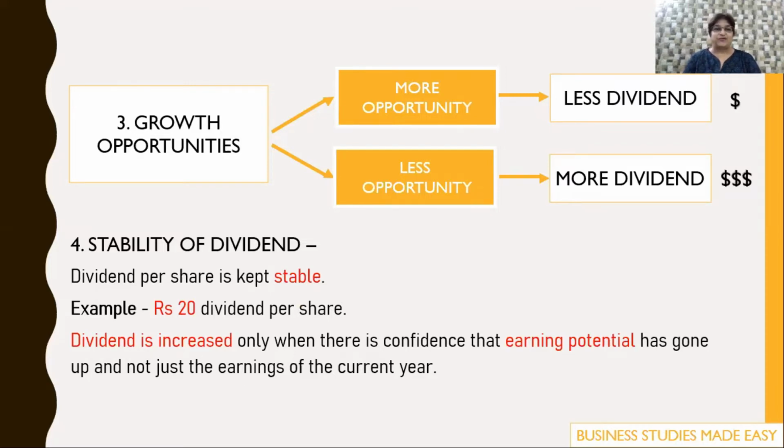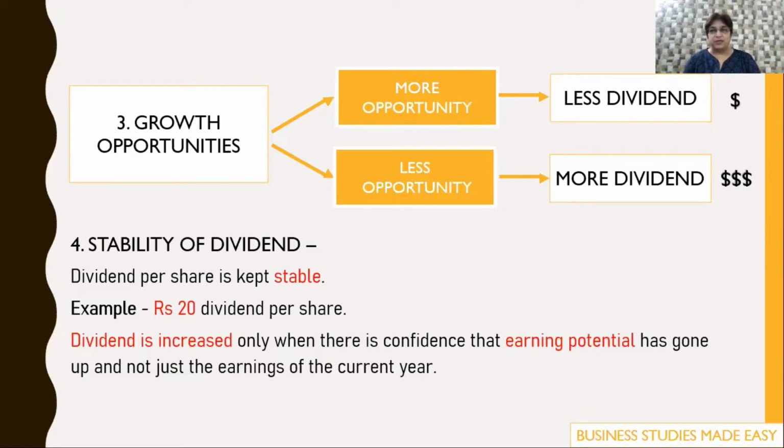The fourth point is the stability of dividend. So every finance manager wants to give stable dividend. So per share dividend, either percentage or rupees, he keeps fixed. For example, rupees 20 per share dividend he declares. So he will keep on declaring 20 rupees per share year after year. He will increase it only if he feels that the earning capacity of the company has actually increased. If the earnings have increased only for 1 or 2 years, he will never increase the per share rate of dividend. So if he feels that the earning capacity has gone up, then maybe he'll start giving 25 rupees per share as dividend.